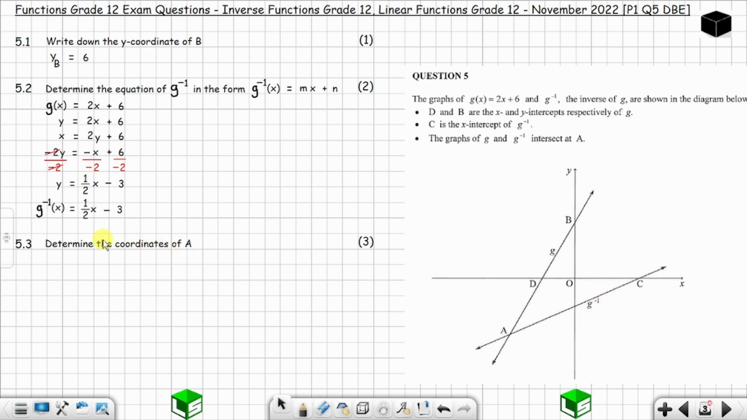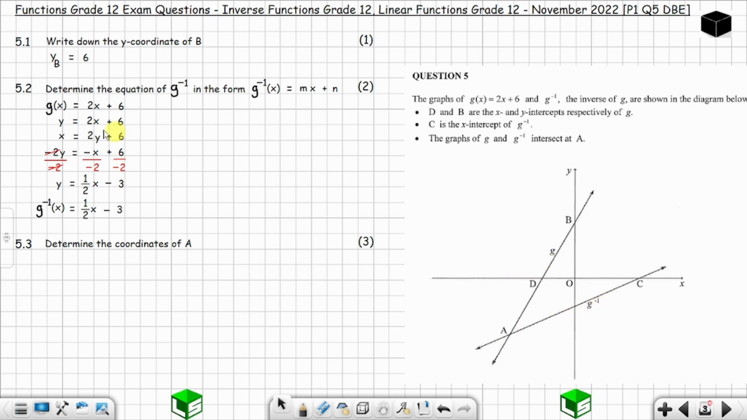So what you are going to do is to take the equation of g, you equate it to the equation of the inverse of g. This is what you do whenever you are trying to get the coordinate of the point of intersection. You take the equation of g, you equate it to the equation of the inverse of g. This is what you do.